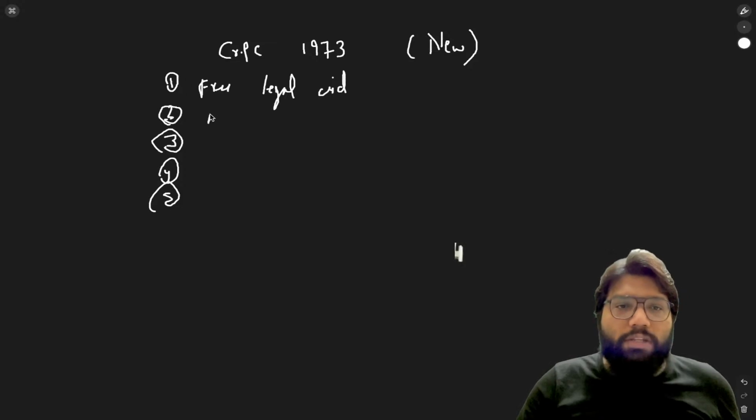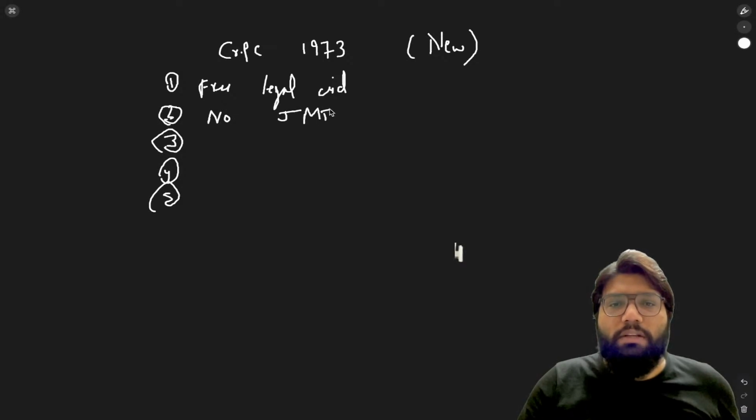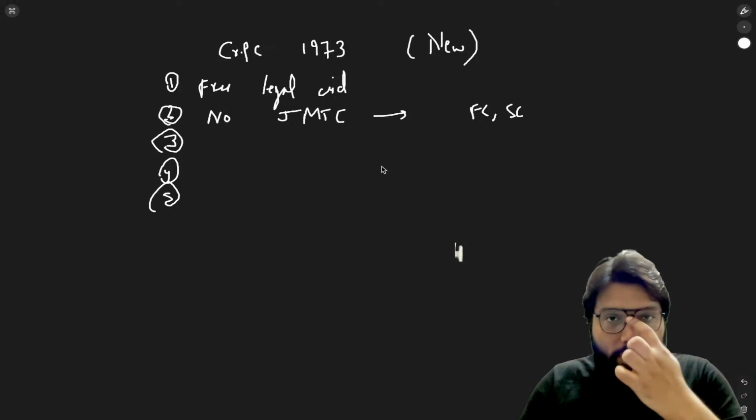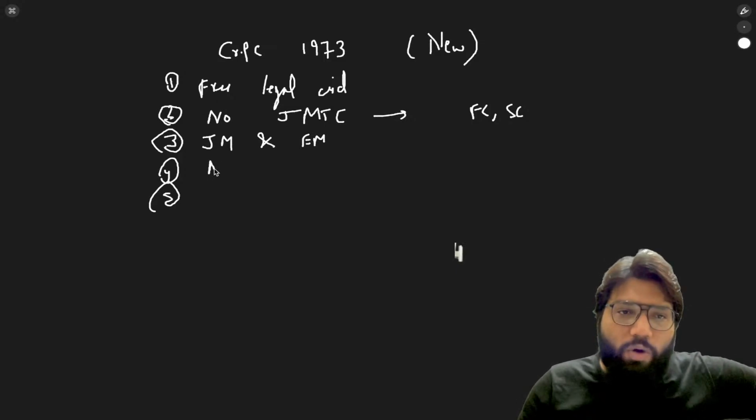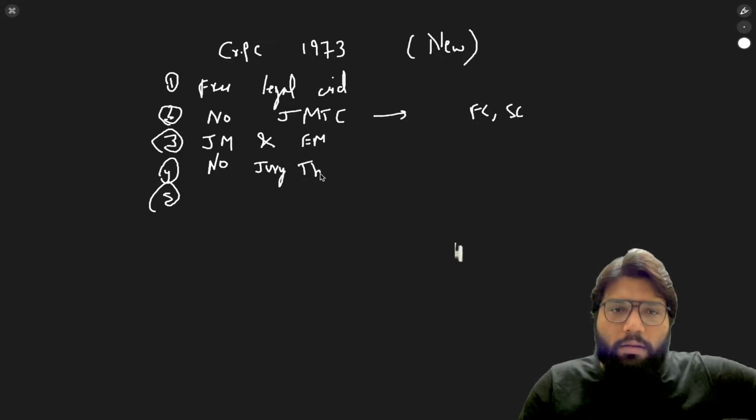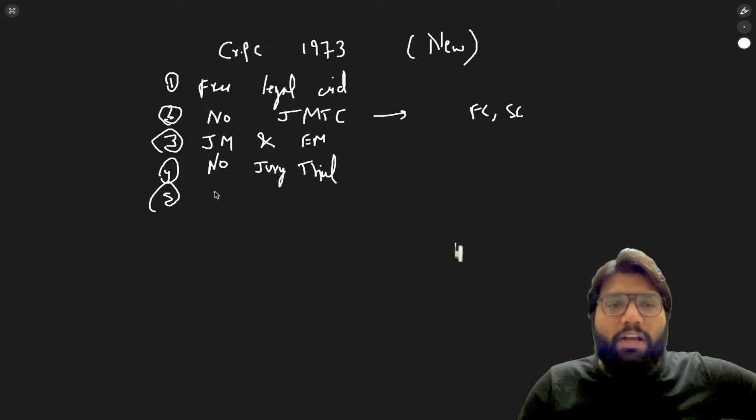Next, no concept of judicial magistrate third class. So now we have only either first class judicial magistrate or second class. And when it comes to metropolitan cities, we have only first class judicial magistrate. Next, there is a distinction between judicial magistrate and executive magistrate in CrPC 1973. The next one is that there is no concept of jury trial. And the last and most important one is the introduction of a new concept, that is summary trial.